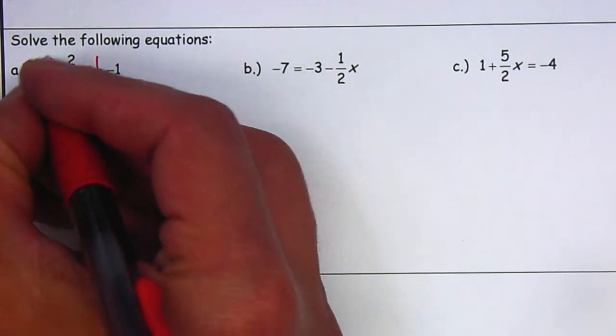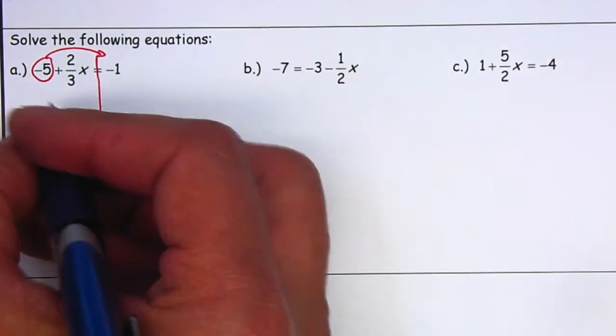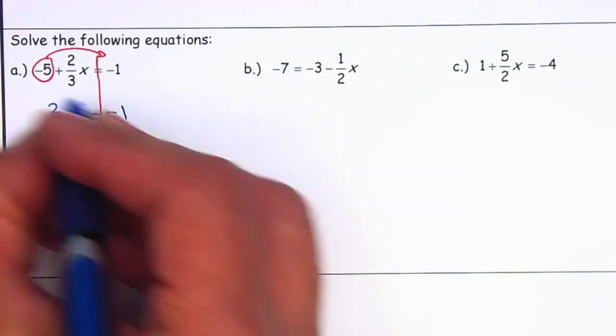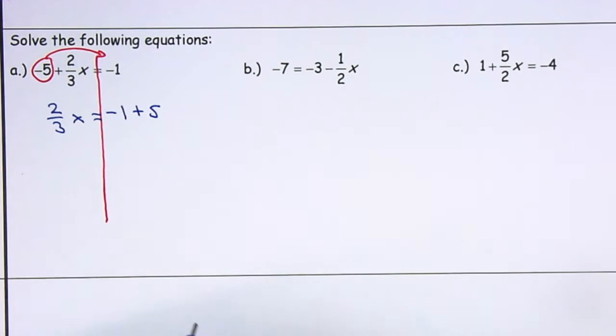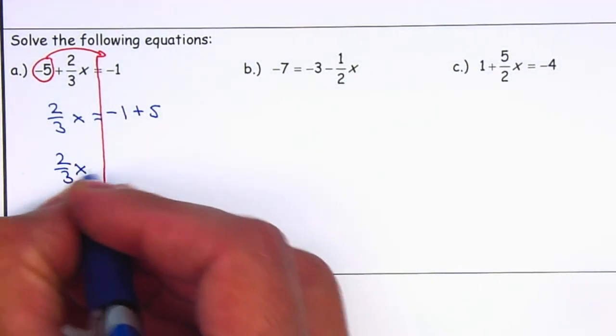First, move the 5 to the right. That will become a positive. So same thing that we did on the previous problems. 2 over 3x, this is a negative 1. This negative 5 moves to the right, becomes a positive 5. Let's simplify the right hand side. We have 2 over 3x is equal to 4.